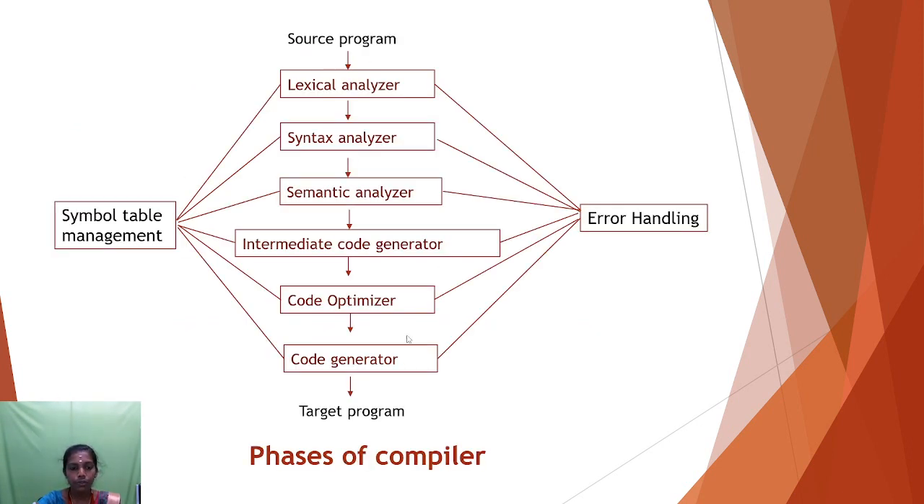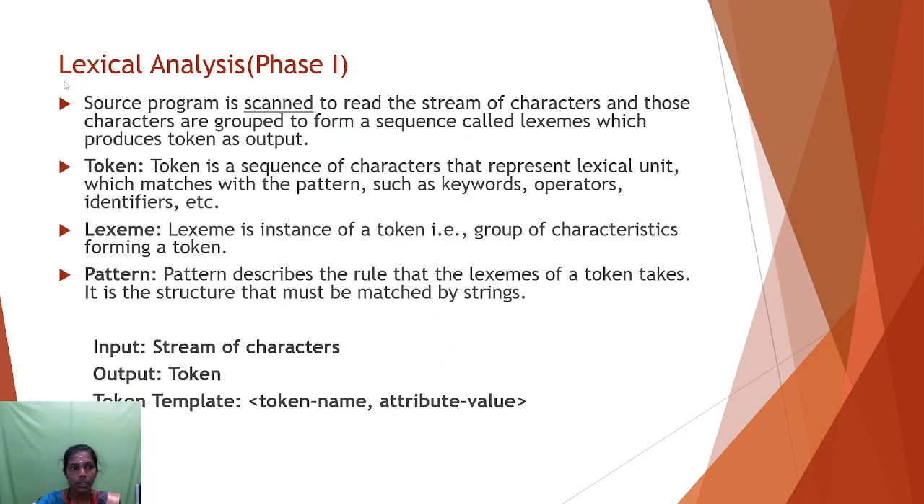So here are the phases of a compiler: lexical analyzer, syntax analyzer, semantic analyzer, intermediate code generator, code optimizer and code generator. Every phase takes the output of the previous phase and gives the input to the next phase.